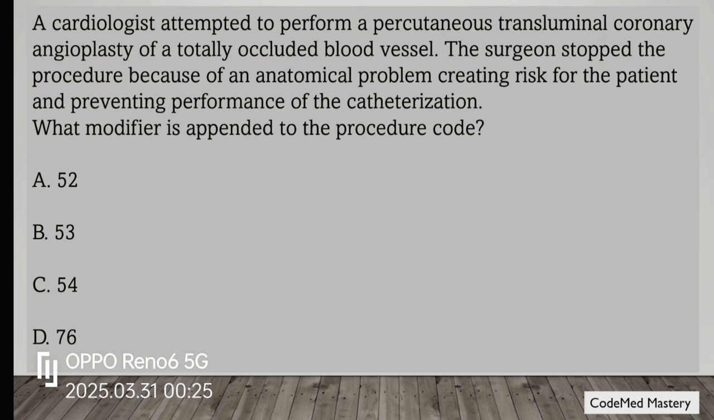Modifier 52 is for reduced services, modifier 53 is for discontinued procedure, modifier 54 is for surgical care only, and modifier 76 is for repeat procedure or service by same physician or other qualified healthcare professional. In the question, they have given the surgeon stopped the procedure because of an anatomical problem. Therefore, we have to use the modifier 53, which is for discontinued procedure, because they have given that the surgeon stopped the procedure. Next question.